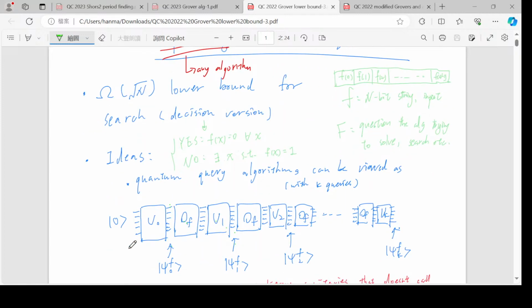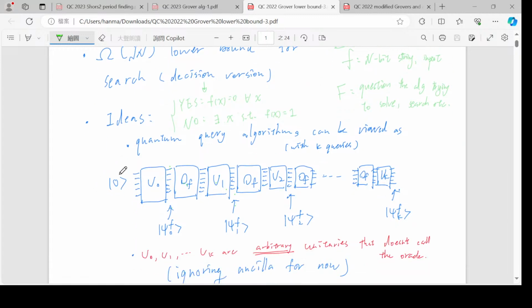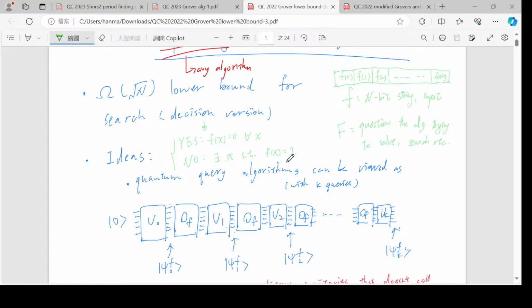We think our query algorithm looks like this, although it's a bit simplified. We input 0 and apply this unitary and oracle, etc., and we ask how many of these. The unitaries are free, but we're asking how many oracles you need to apply so that your final state can distinguish these two cases, the yes case and the no case. The yes case in our definition here is when this small f, which is actually an input, is all 0.